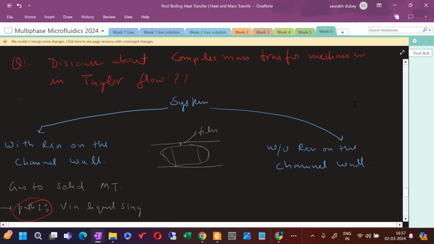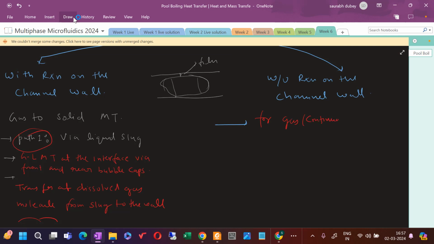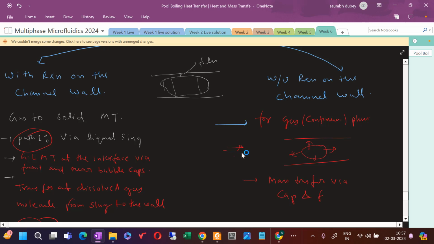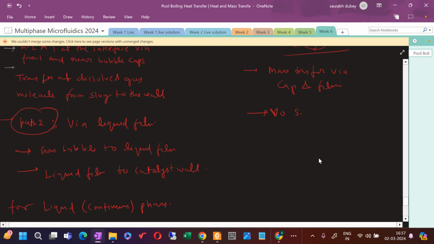And for the system without reaction on the channel wall, there could be two things. Let me change the color. For gas as the continuous phase, what will be happening? If the gas is the continuous phase, you see, from here mass can be transferred. So there will be mass transfer via cap and film. This can happen. No solid wall transfer.